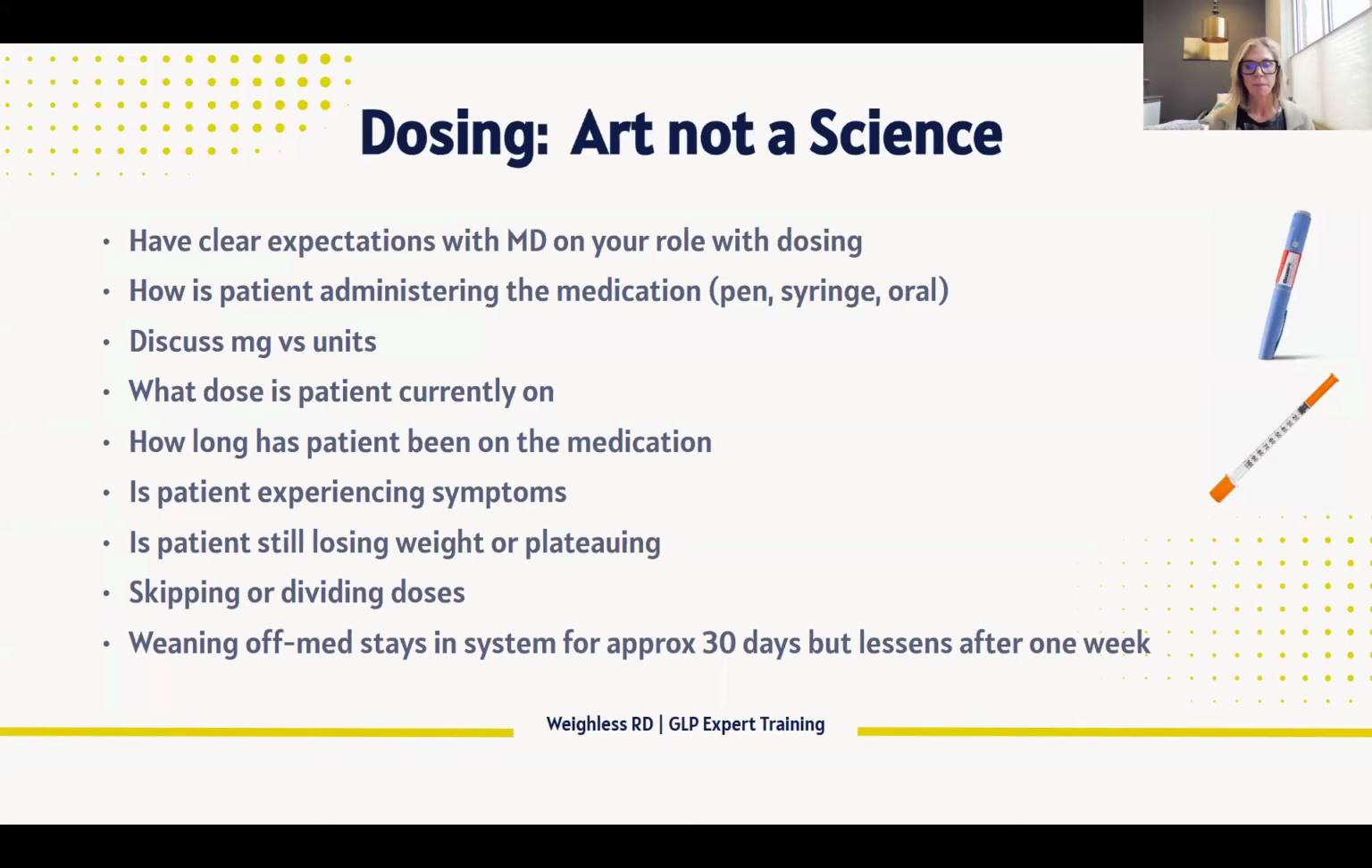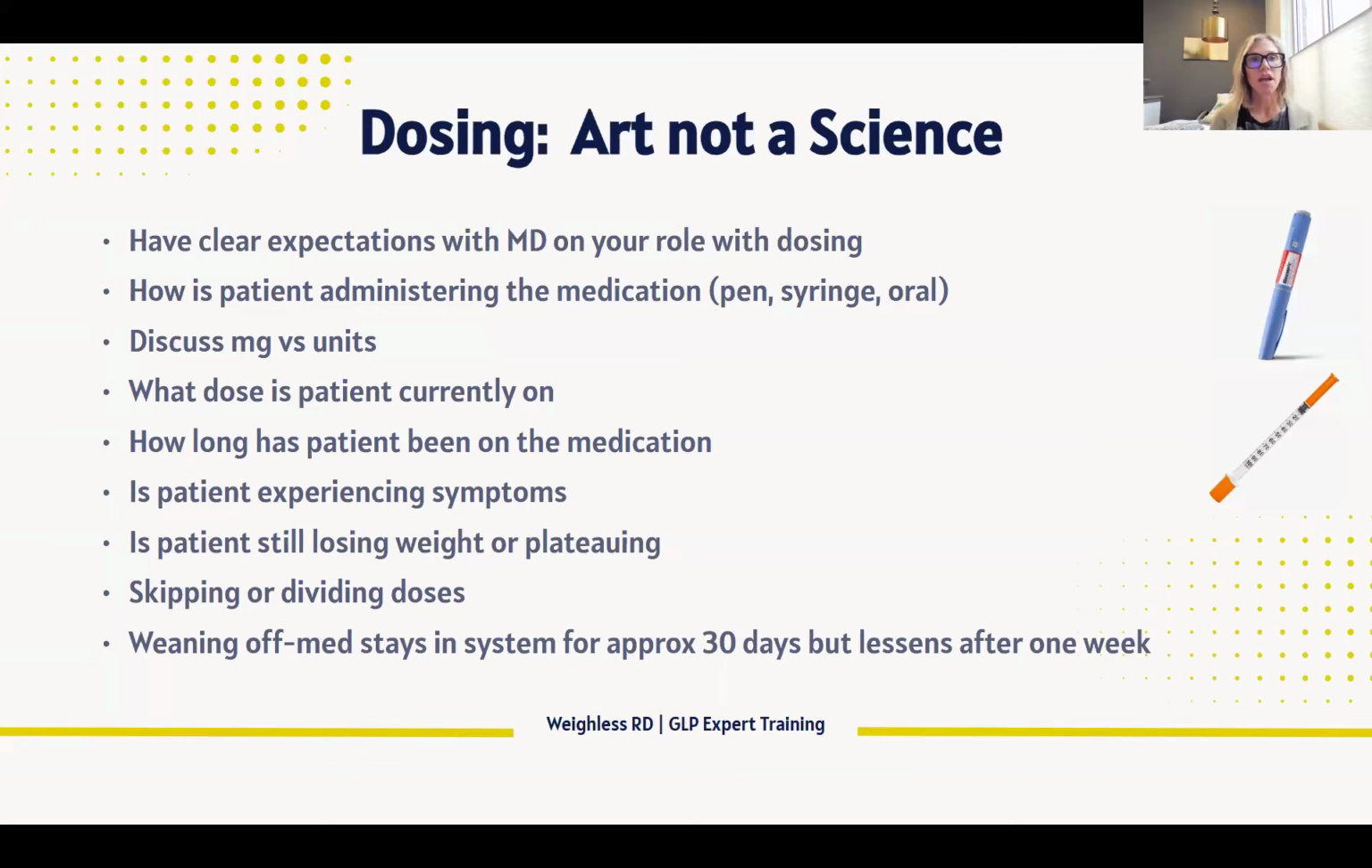As a dietitian seeing GLP patients, if they were put on it by another MD or practitioner, I think it's really important to set expectations with the provider about your role in conversations about dosing. I think most people who send patients to dietitians just think we're going to work on their diet. It really warrants opening up that conversation with the referring practitioner to say, listen, this is what I can help with. What are you comfortable with? And come up with a plan.